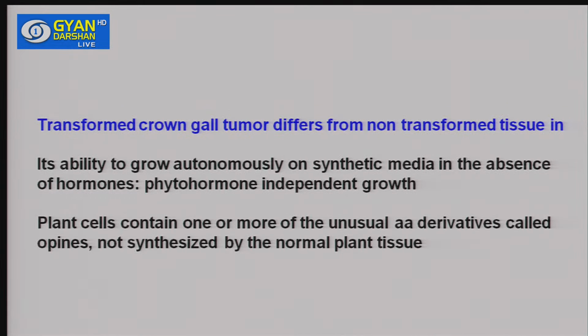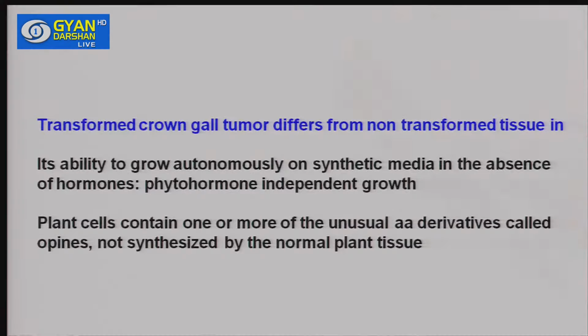Now, how does a transformed cell differ from a non-transformed tissue? When you infect a cell with Agrobacterium, certain properties get changed. What are those changes in properties? It is able to grow autonomously on synthetic media. The symptoms, or the phenotypes, are similar to what happens in cancer in human cells, because a cancer cell also loses all kind of control. That is, it grows autonomously, in a very proliferating fashion. Even if you don't apply the important components in the growth media, it is able to proliferate.